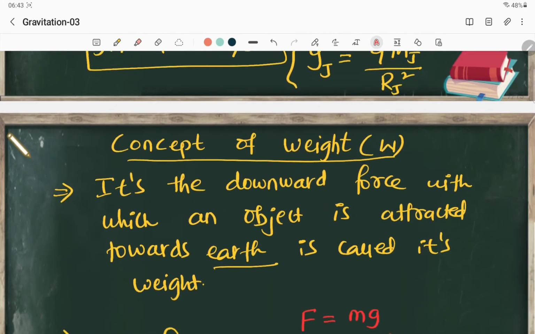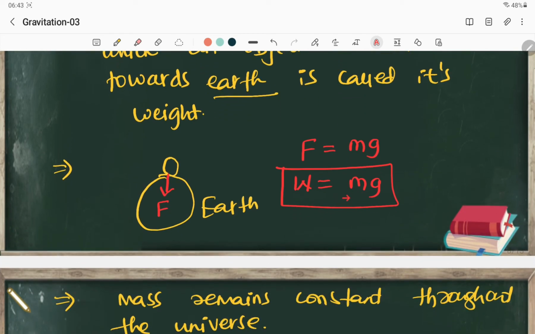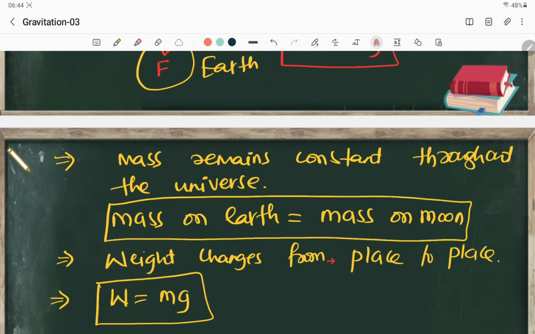Then afterwards we started to discuss the concept of weight. I told you what is the meaning of weight, all right, and I gave you an expression. So this is the formula for weight. Weight is equal to mg. So what is this m? Mass. So this mass is going to be constant throughout the universe, and this g value is acceleration due to gravity. So it changes from place to place. So that's why this weight will also be changing from place to place. Weight changes from place to place because the weight formula is mg.